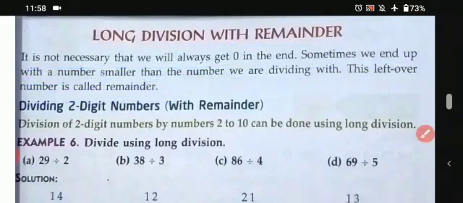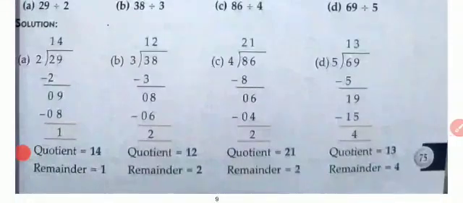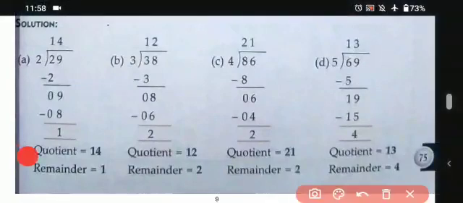So I'll show you how it is done. Okay students, like 29 divided by 2. When we divide it by 2, we will get a remainder like this. 29 is there, so 2 ones are 2, and we will write it here like this. Then how many times does it come? It comes 1 time, so we have written this 1 here.